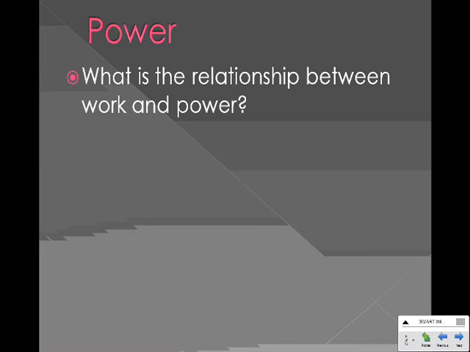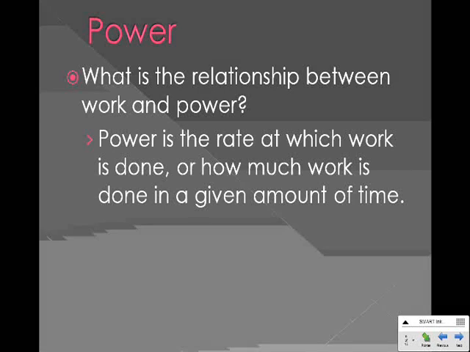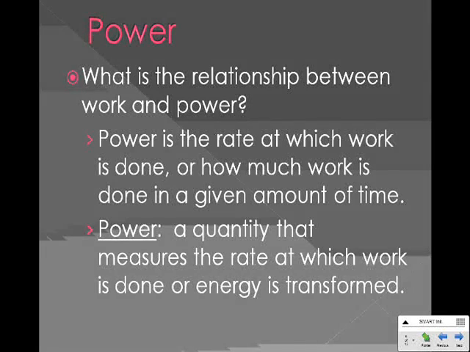All right, power. Now, what is the relationship between work and power? Power is actually the rate or the speed at which work is done. Another way to say it is how much work is done in a given amount of time. The actual definition is a quantity, which means a number, that measures the rate or speed at which work is done or energy is transformed.